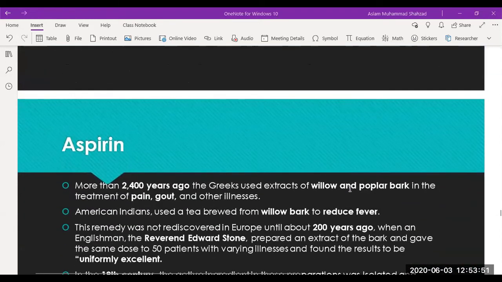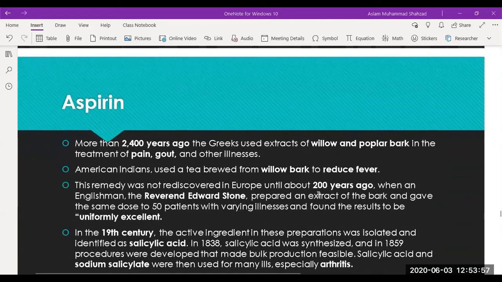The drug we use is aspirin, which was used more than 2000 years ago, extracted from willow bark, and used for the treatment of pain, gout, and other illnesses. American Indians used that willow bark to reduce fever. This discovery was made again 200 years ago when an Englishman, Reverend Edward Stone, prepared an extract from the bark and gave the same dose to 50 patients with varying illnesses, and found good results.